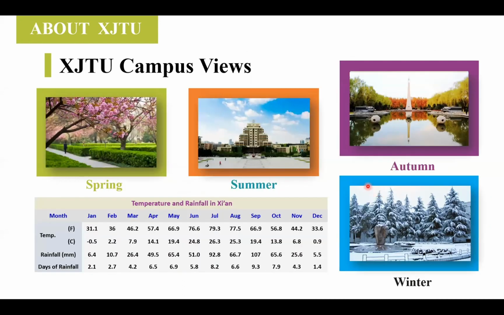In the city of Xi'an, we have four very clear seasons. As you can see here, the lowest temperature is about 0 degrees Celsius, so we get snow and ice in the winter. In the summer, the temperature is about 30 to 40 degrees Celsius. So the four seasons are very clear.